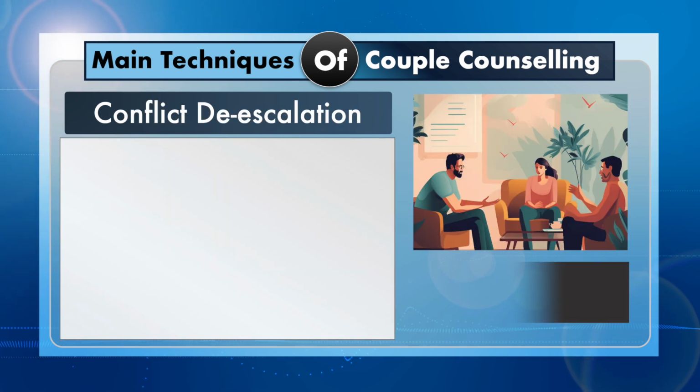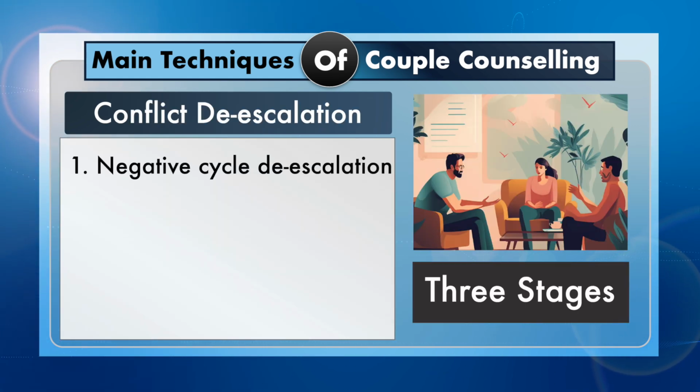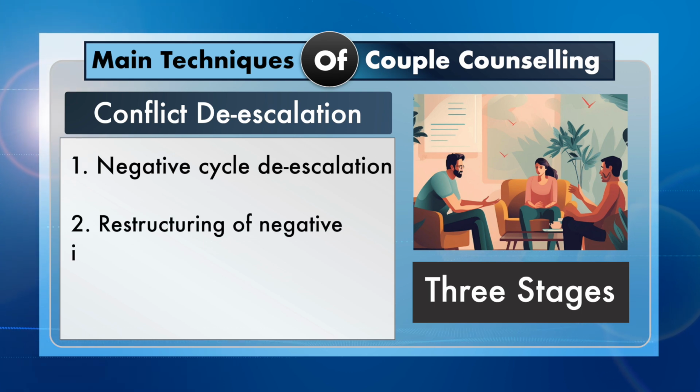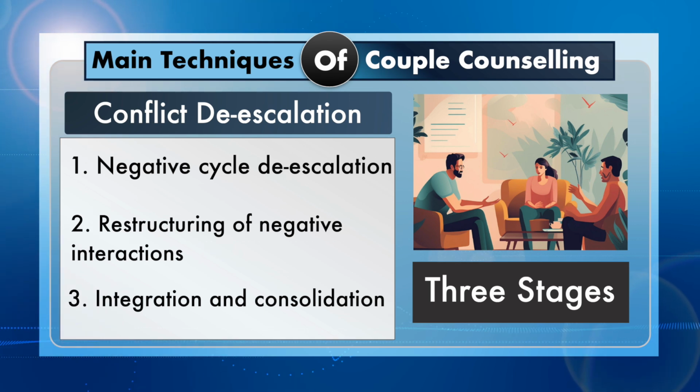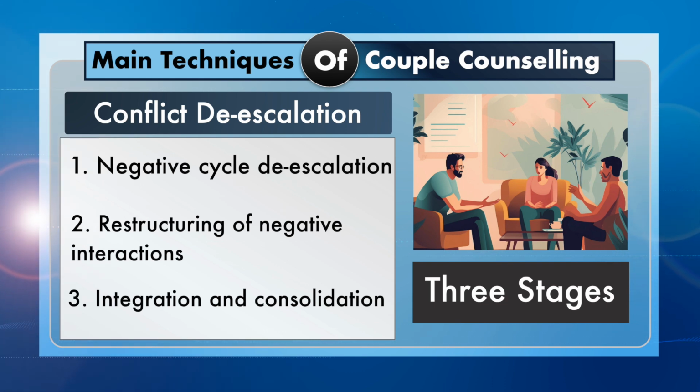It includes 3 stages. The first is negative cycle de-escalation. Second is restructuring of negative interactions. And third is integration and consolidation, which are important and time-consuming steps. So, couples are learning to identify the negative interaction patterns which happen between them. In any relationship, over a period of time, we unknowingly might develop a pattern or a habit of negative communication.